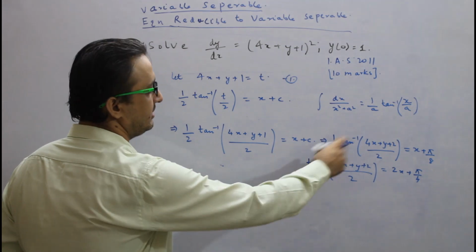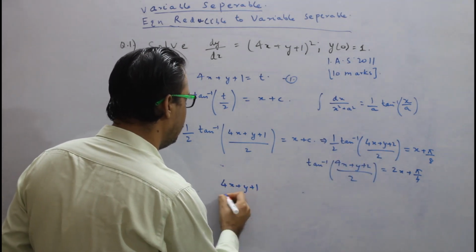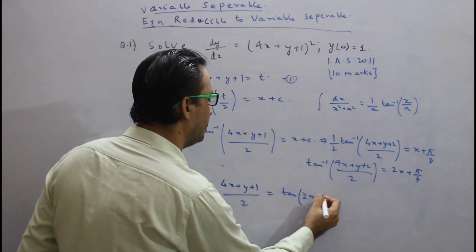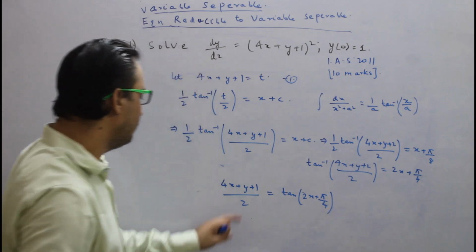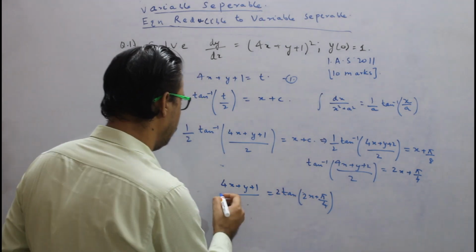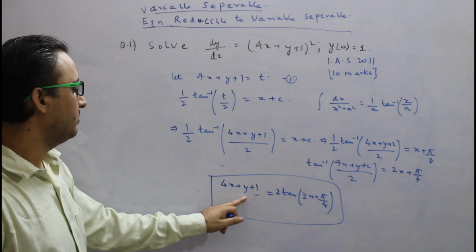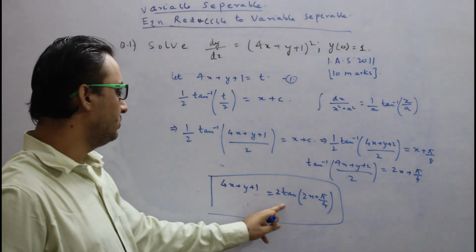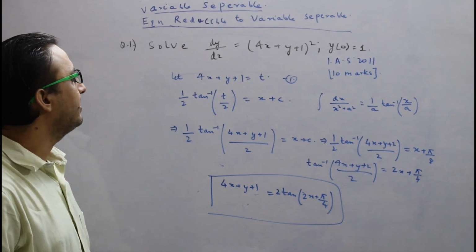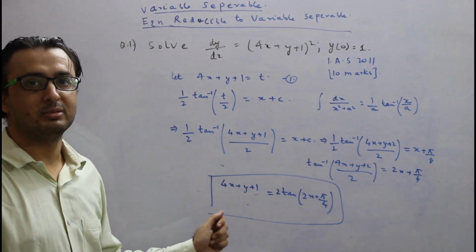if we take tan on that side, that becomes (4x plus y plus 1) divided by 2 is equal to tan of (2x plus pi by 4). And if we send this 2 from this side to here, this becomes 2 times. So we get our answer as 4x plus y plus 1 is equal to 2 times tan of (2x plus pi by 4). So this is our answer. And this kind of question is normally asked as a compulsory question.